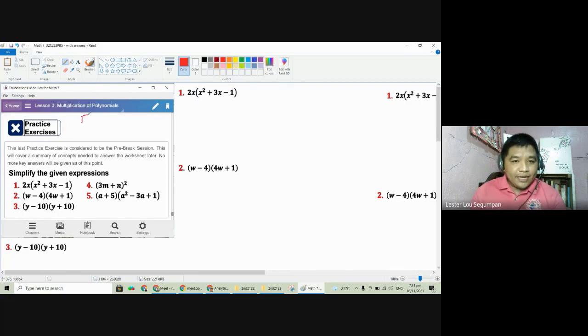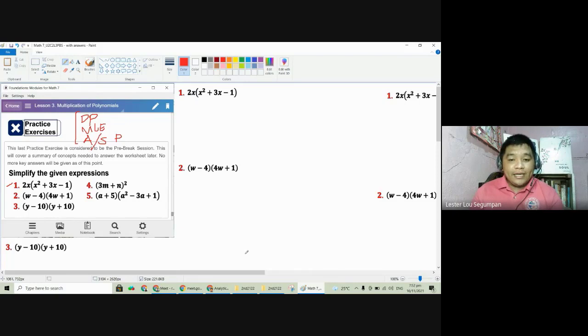Again, the first is the distributive property. Next is the multiplication law of exponents. And finally, we are going to add or subtract polynomials. First, let's talk about item number one before we proceed with the rest of the items here. The first part of this video will be talking about the process which involves these three steps.